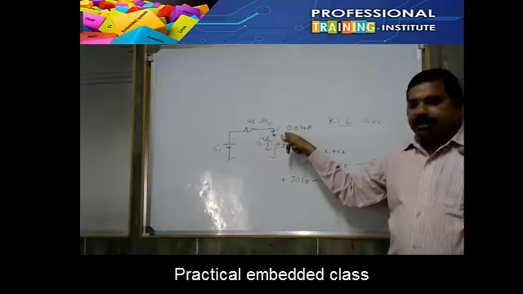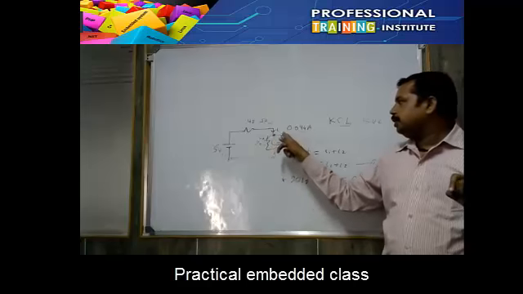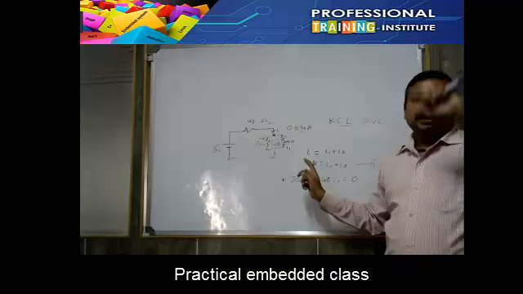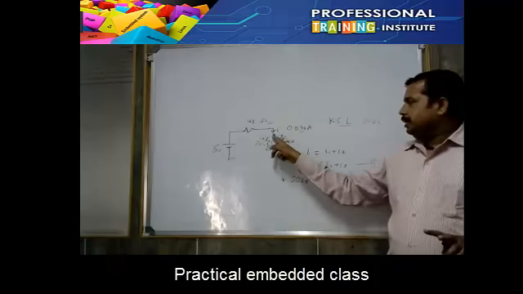When I am writing the loop equation, I have to start from any one point. That one point can be here, here, or here, anywhere. And I have to write either clockwise or anti-clockwise, it doesn't matter. So I am writing in this way.